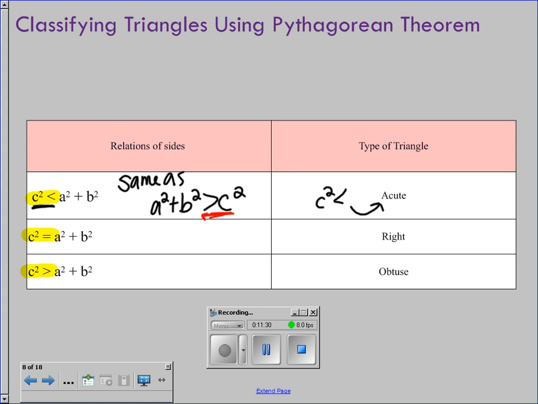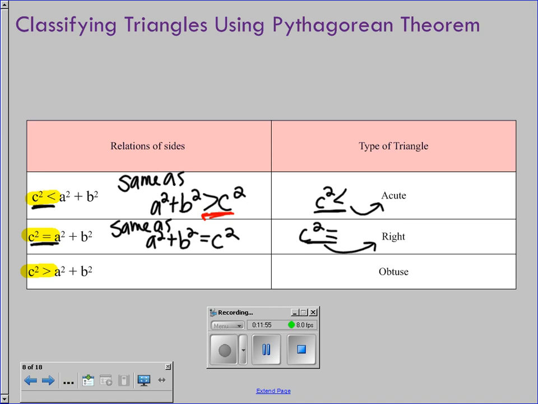Same thing goes with c squared is equal to. That's the same as a squared plus b squared is equal to c squared. But there again, we just like to put c squared first because it helps us remember what acute, right, and obtuse are. So if c squared is less than, it's acute. If c squared is equal, then it's right.